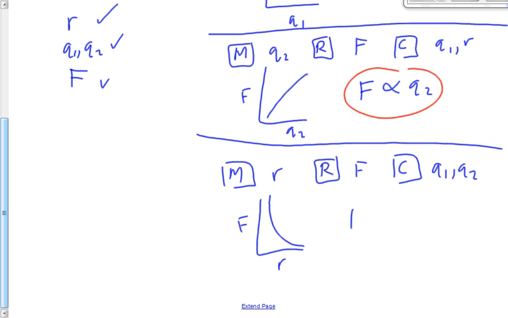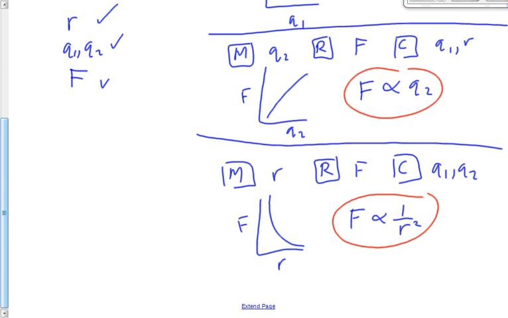The relationship here is not that F is related to R. As R goes up, F does not go up. In fact, as R goes up, F goes down. Turns out to be what we call an inverse square relationship. F is related to the inverse of the square of the distance that separates them. Get enough data, we'd find this.